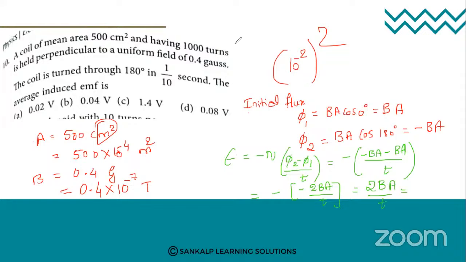Now you can check your answers. B value is 0.4 into 10^-7. A value is 500 into 10^-4. T is 1 upon 10, so 10 goes to the top. Now you check your answers, students.